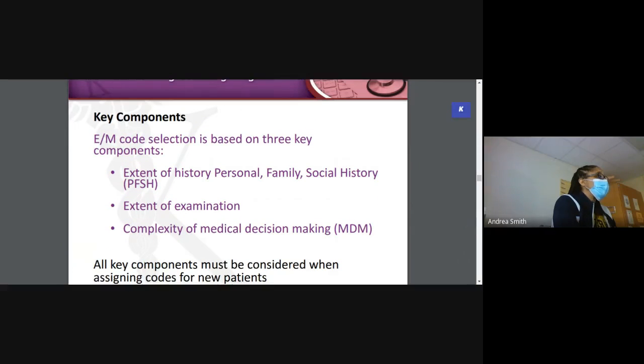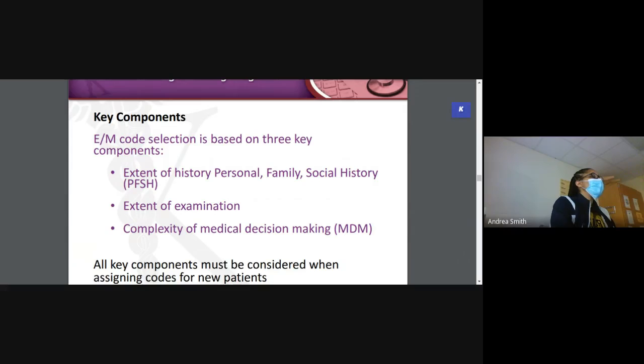The key components. The E&M code selection is based on 3 components: the extent of history, which is personal, family, social history, abbreviated as PFSH. That is everything from immunizations, traumas, childbirth, surgeries, sexual preference, any infections. Sexual preference is one of them.